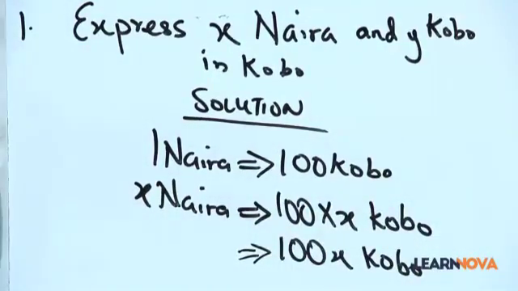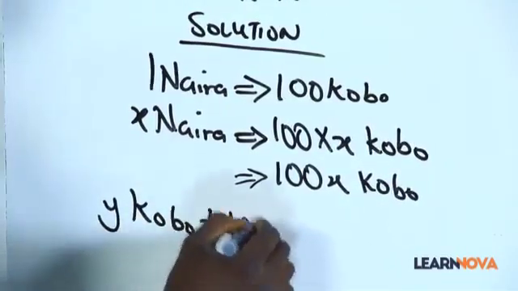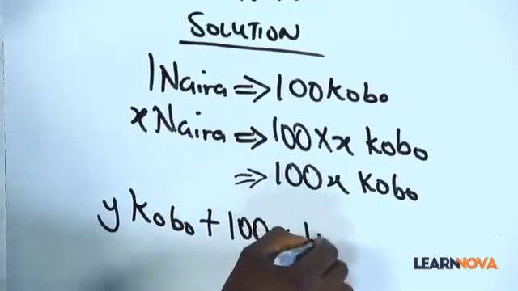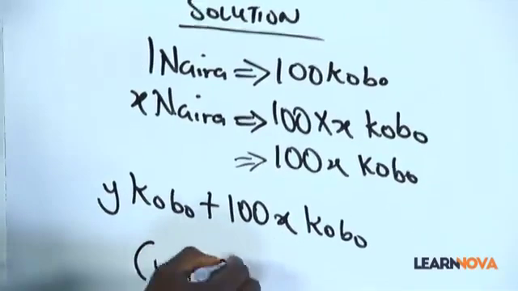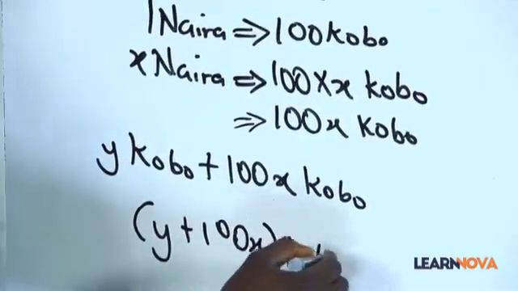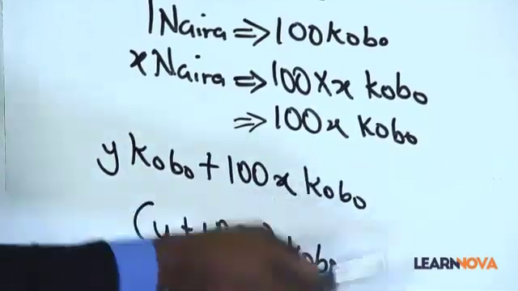Now, this is just the first part. What I now said we should do is to express it in Kobo. That is, we should add Y Kobo to it. So what we're going to have at the end of the day is Y Kobo plus 100X Kobo. So our final answer will be (Y plus 100X) Kobo. Now notice that since we have Kobo on both terms, we decided to put a bracket.